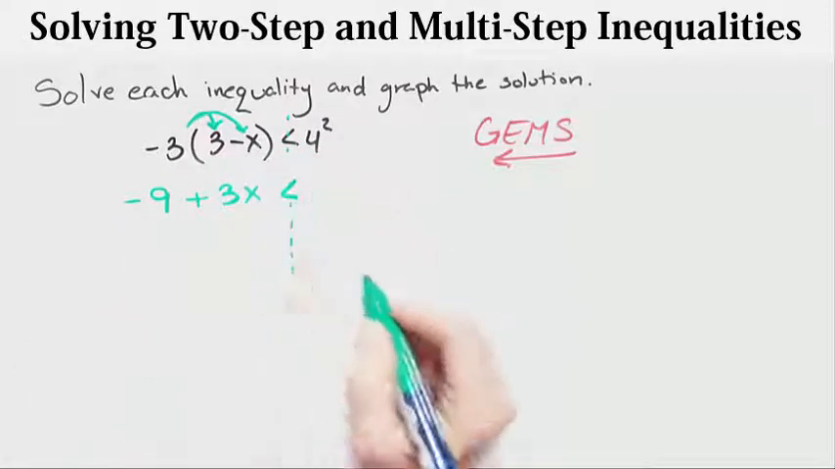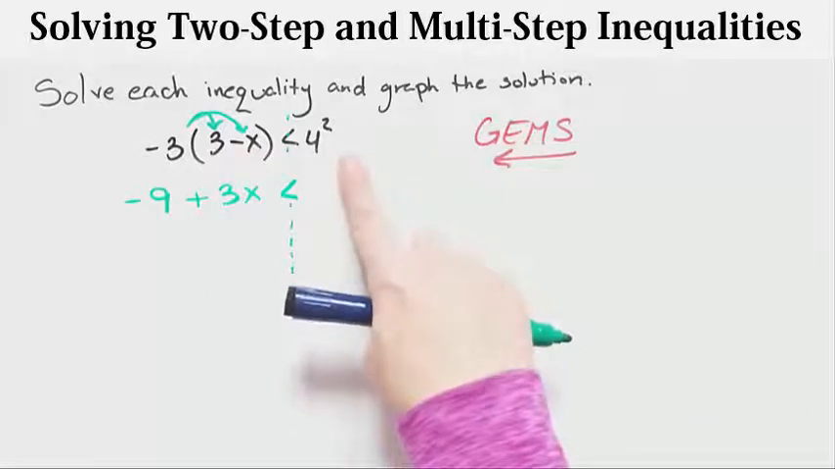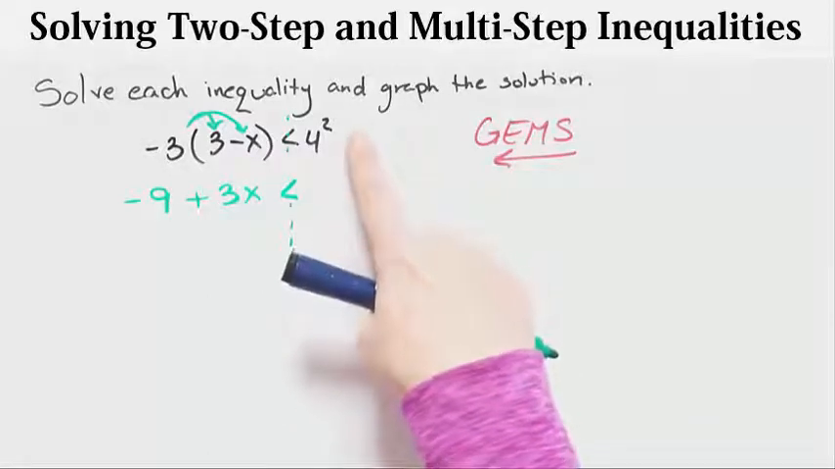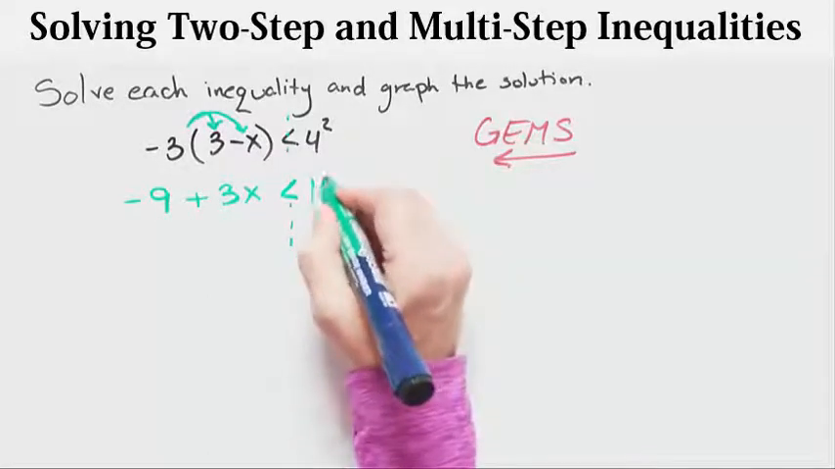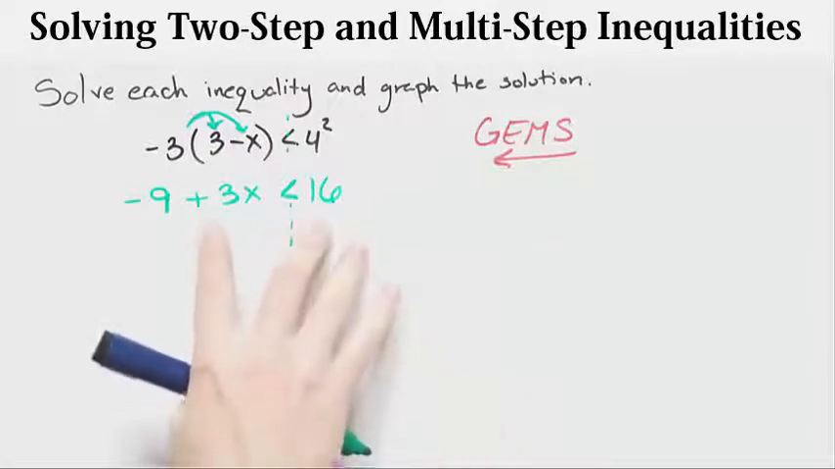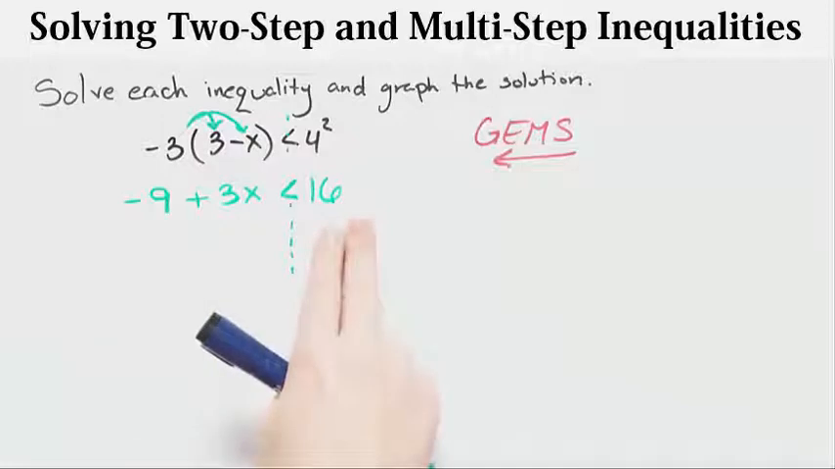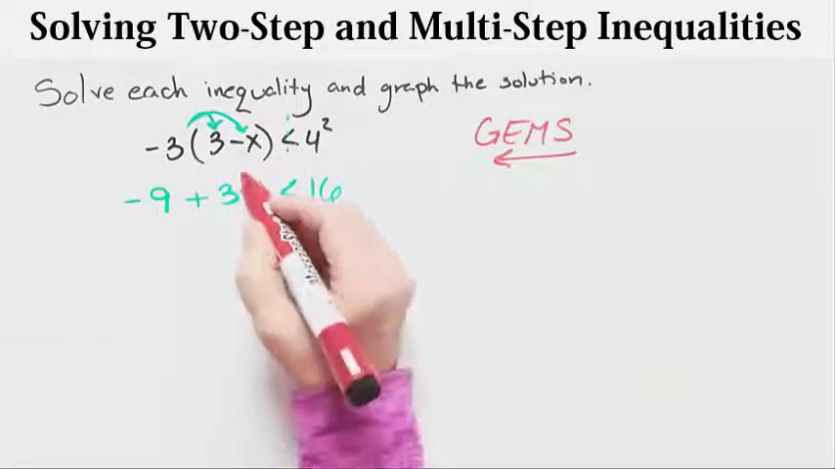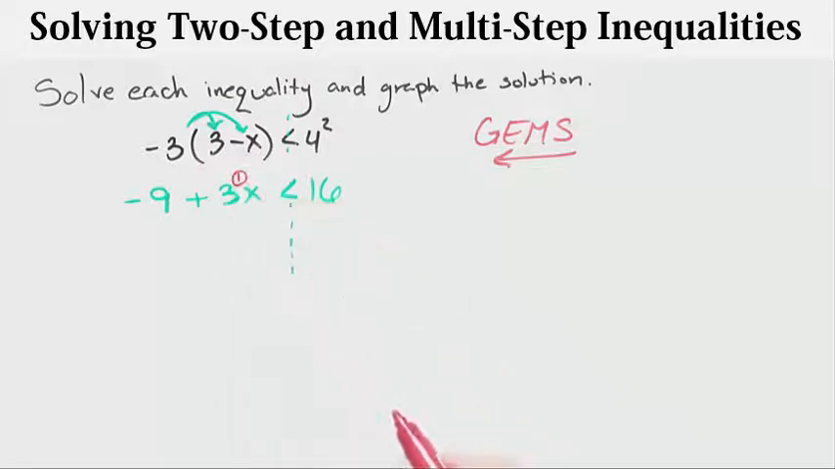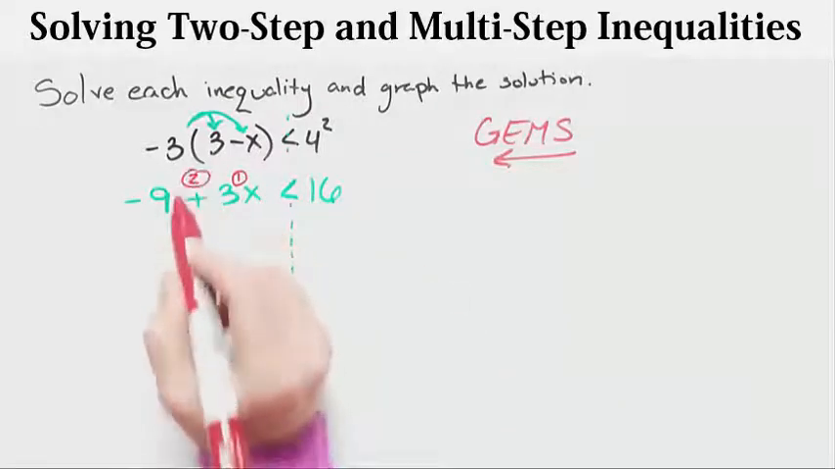This is a less than symbol. I actually don't know what I have on the right side. 4 squared. What is 4 squared? 4 squared is actually 16. So this is the inequality I'm solving for. I've discovered what I really have on my left, and I've discovered what I really have on my right. If we were to solve this using order of operations, the first thing you would have done was multiply, and then you would have gone ahead and added.